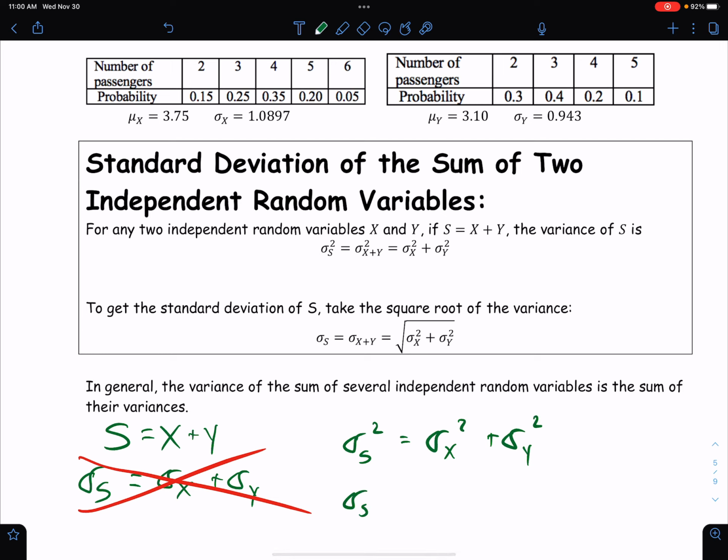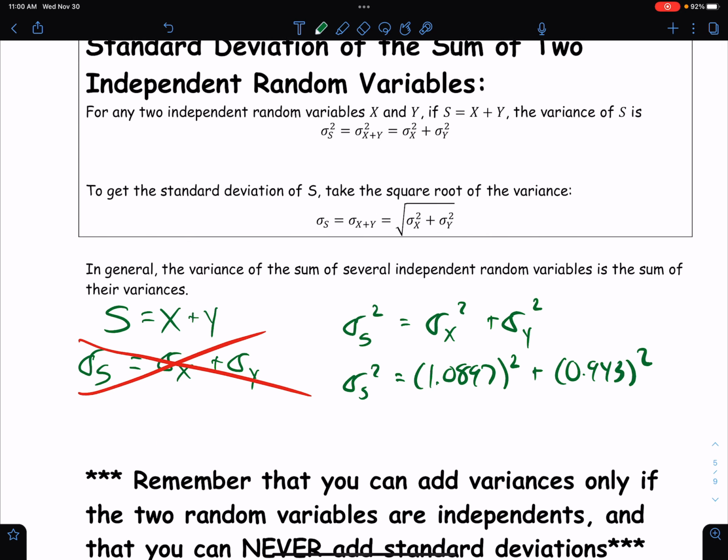We know what the standard deviation is of X and Y, so we can just square those and then add them together to find the variance of the combined event of adding the two random variables together. So that would be 1.187446 plus 0.889249. So that would be our variance when you add those up.